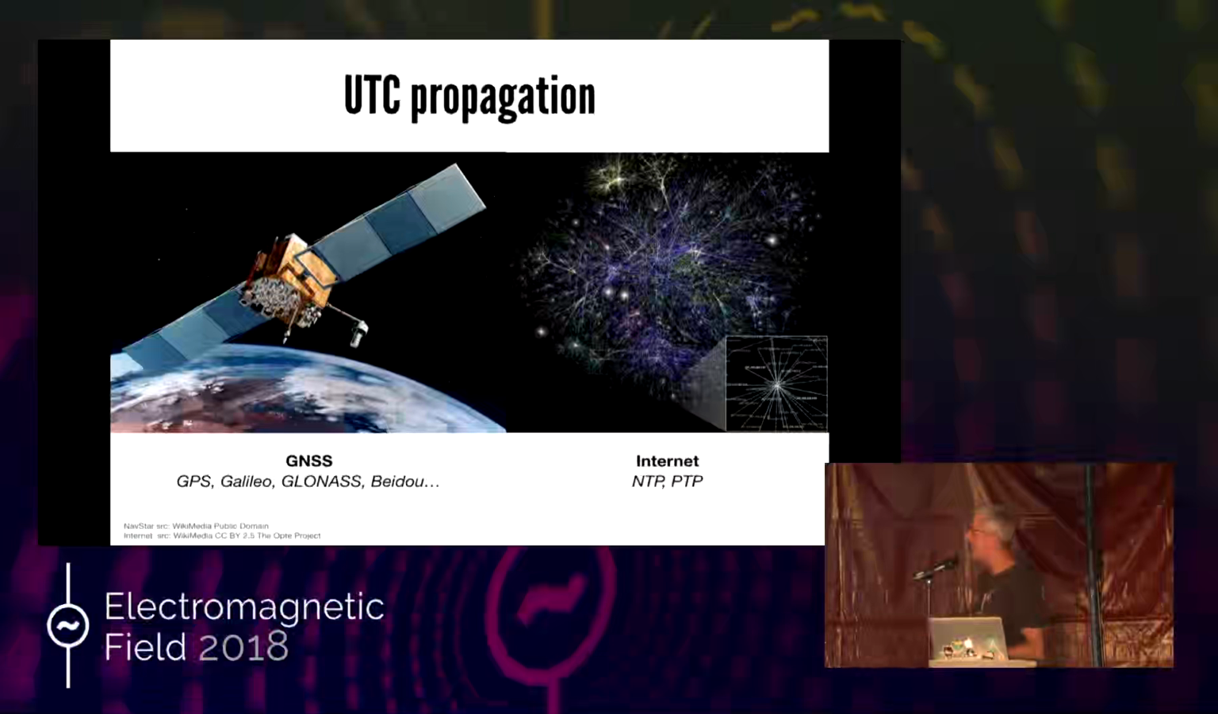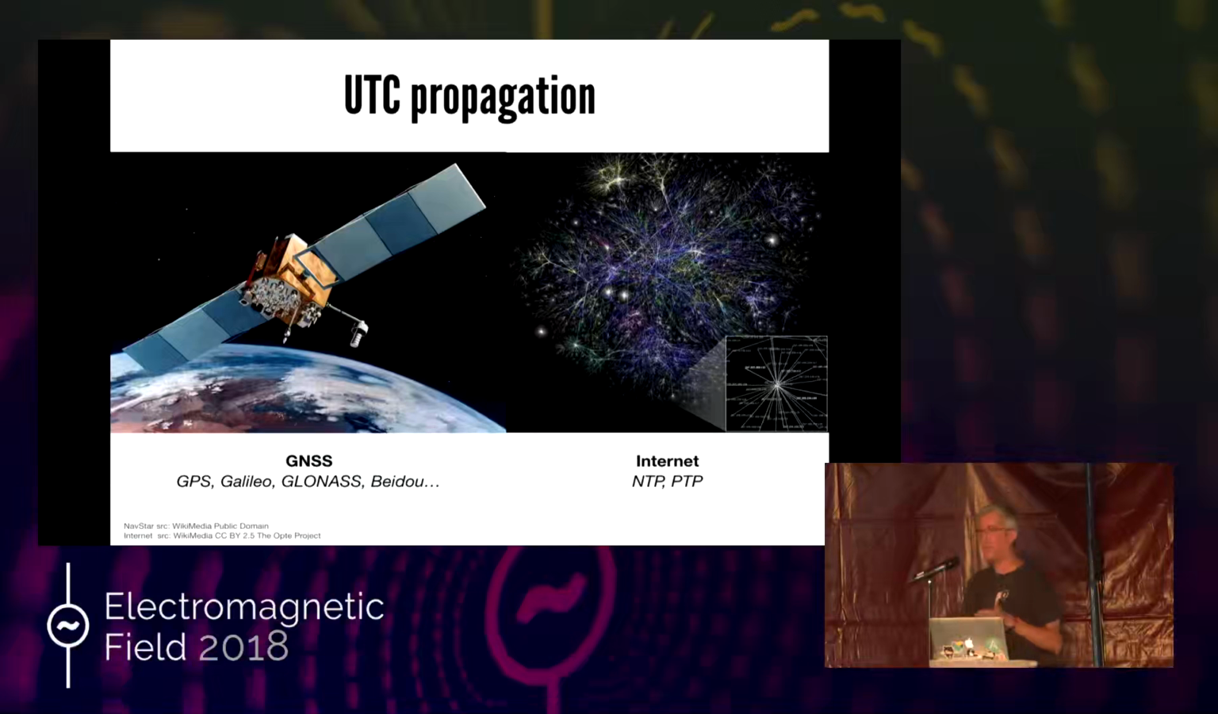OK, so now we've got them. How do we get them out to the world? All of the computers in the world, all of the systems in the world are, for the most part, running some version of UTC. Radios were used originally. I don't have an awful lot of information on the radios. But most commonly these days, it would be something like GPS or over the internet with NTP.